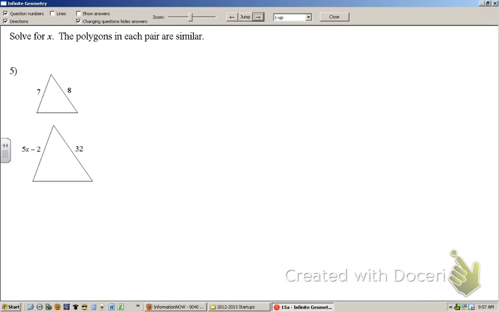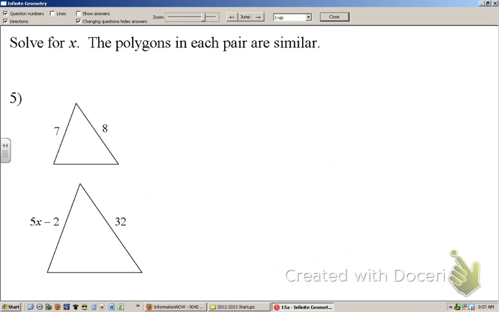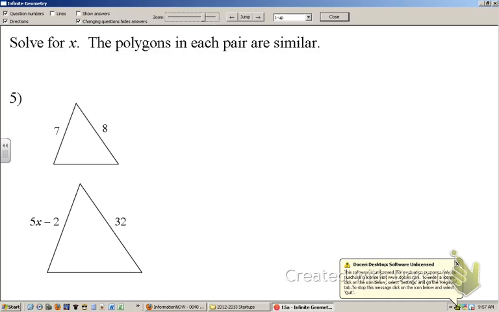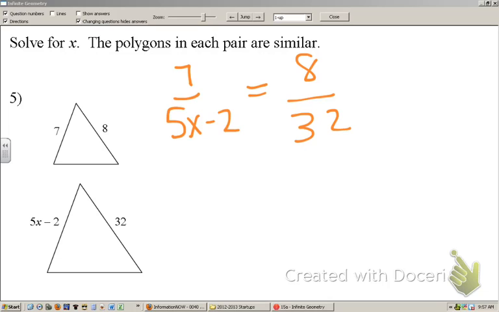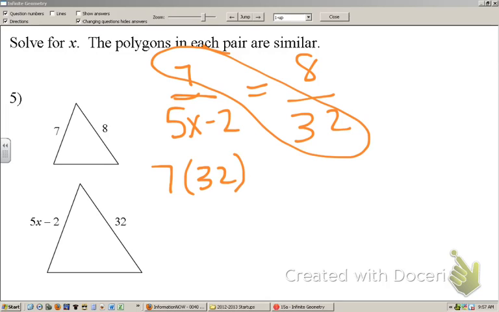Number 5. It says solve for x. The polygons in each pair are similar. So therefore we have to set up proportions. 7 corresponds to 5x minus 2. 8 corresponds to 32. So we set up our cross products. So we multiply 7 times 32 is equal to 8 times 5x minus 2.